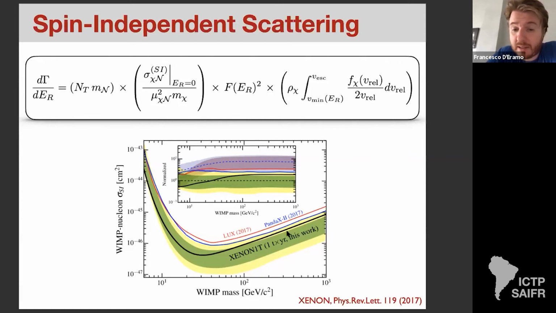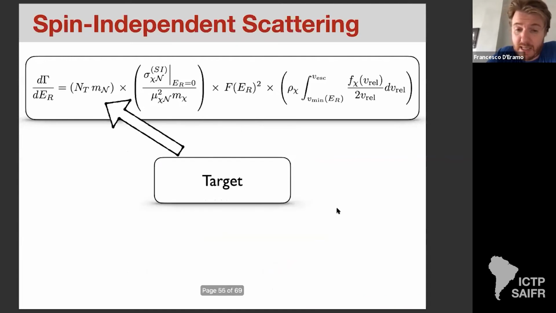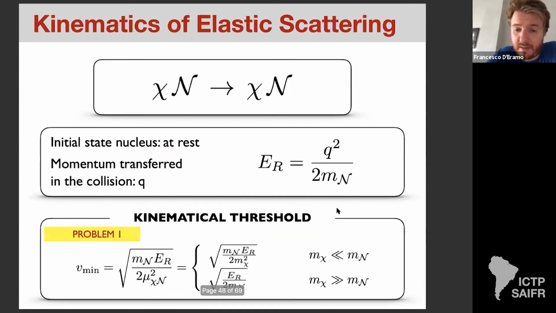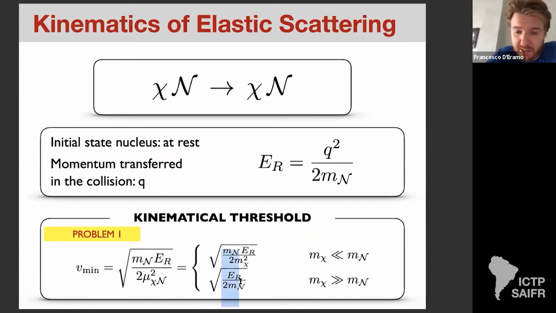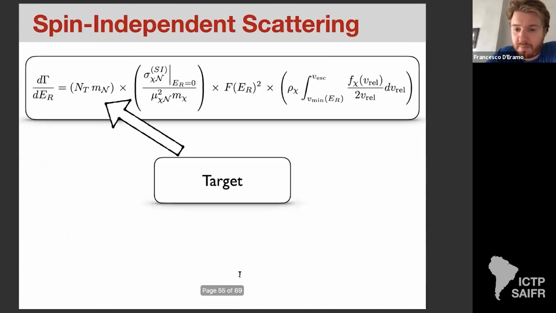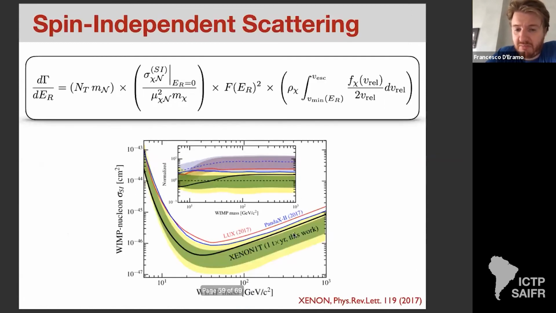At large masses, there is no bound because, again, let's look at the equation. When the WIMP mass is much larger than the nuclear target, the minimum velocity is a constant. It depends on the recoil energy, but it doesn't depend on the dark matter mass anymore. So there is no penalty to pay for having a large WIMP mass from the point of view of kinematics. There is a penalty to pay from this 1 over m factor.